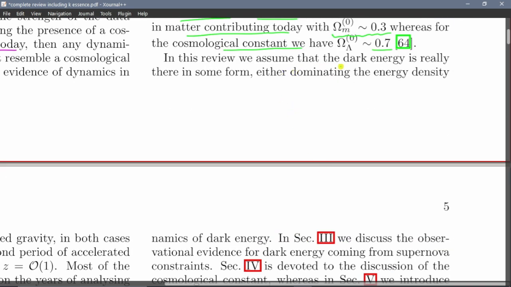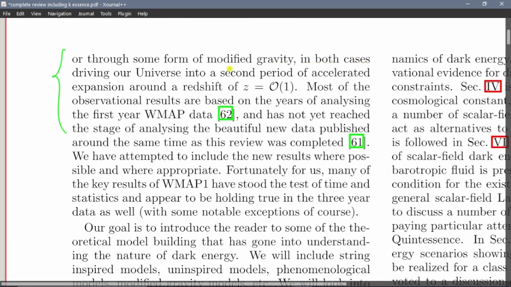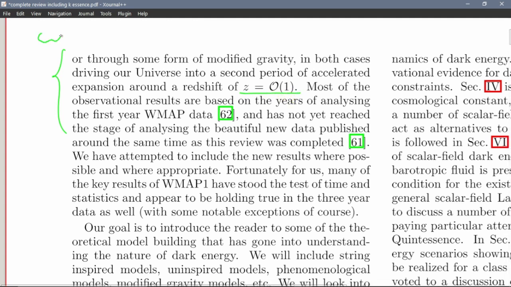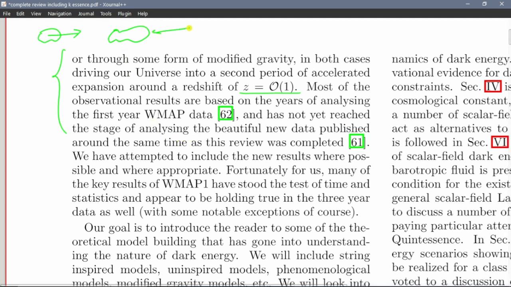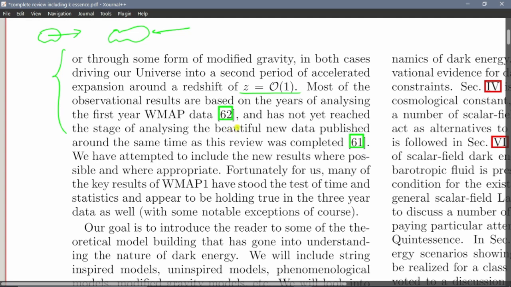In this review, we assume that the dark energy is really there in some form, either dominating the energy density or through some form of modified gravity, in both cases driving our universe into a second period of accelerated expansion around a redshift z of order 1. It means that first, in the inflation era, the universe went through rapid acceleration, and now our universe is again in the realm of rapid acceleration. So what caused this acceleration, we have to know. That is the problem, that is why we are observing this acceleration recently.